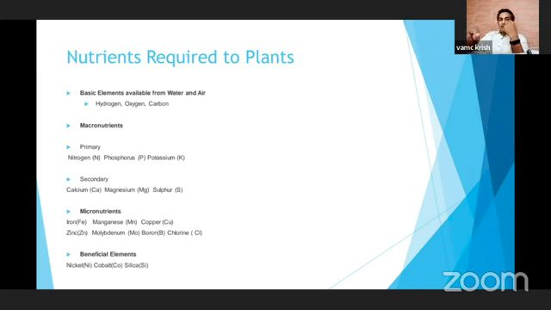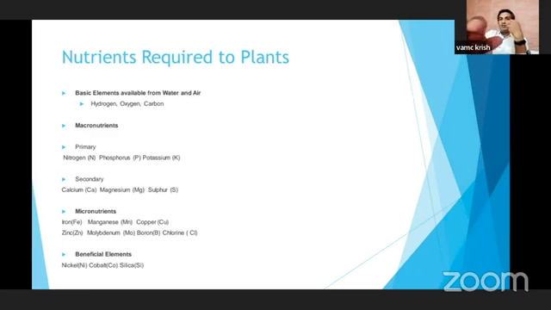Micronutrients are needed in minimum amounts, but they are definitely needed, since a deficiency affects plants. These include iron and boron. Then there are beneficial nutrients like nickel and silica, which are needed by some plants depending on the crop. Mainly, these 17 are the main nutrients required by plants.